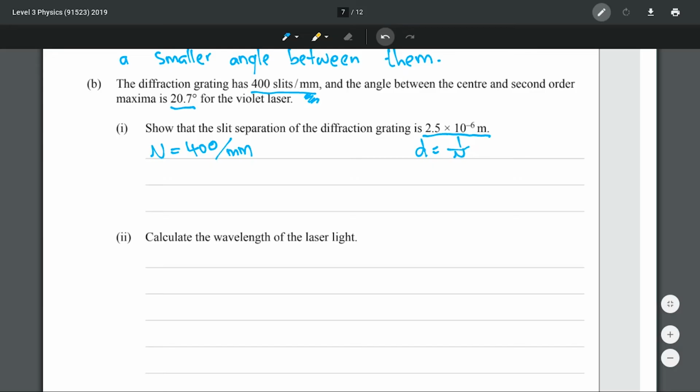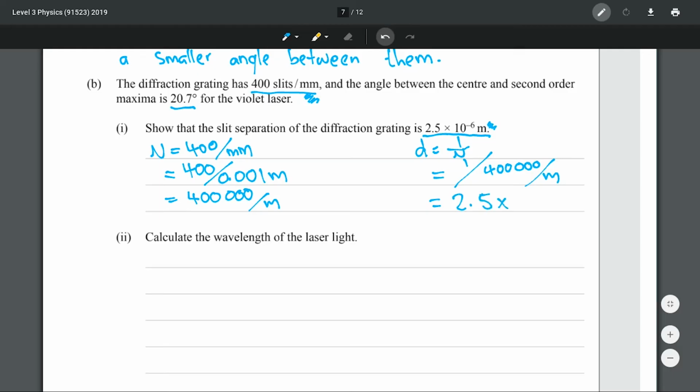But of course we want to have this in meters, which we can approach in a couple of different ways. I personally like to think of it this way. We have 400 divided by a millimeter, and we know that a millimeter is 0.001 meters, which would give us 400,000 per meter. Now, flipping this over, we'd have 1 over 400,000 per meter, which gives me 2.5 times 10 to the minus 6 meters, and is exactly what we're trying to find here.